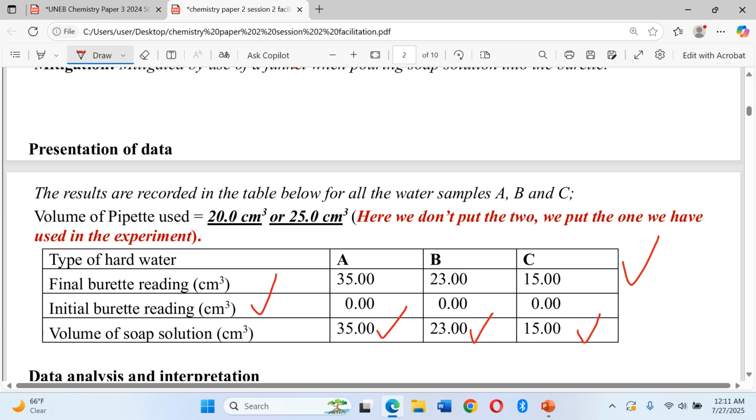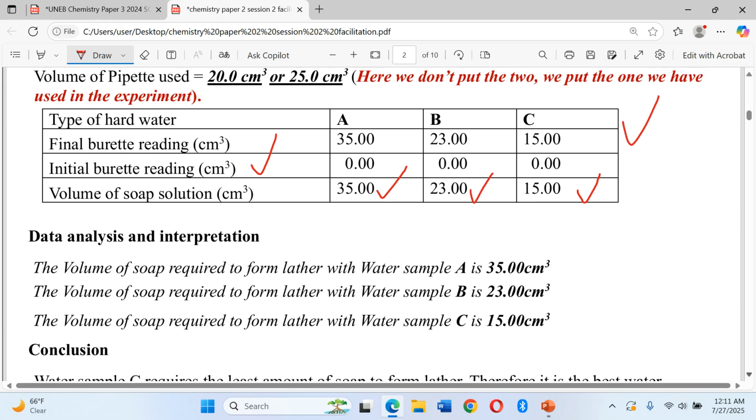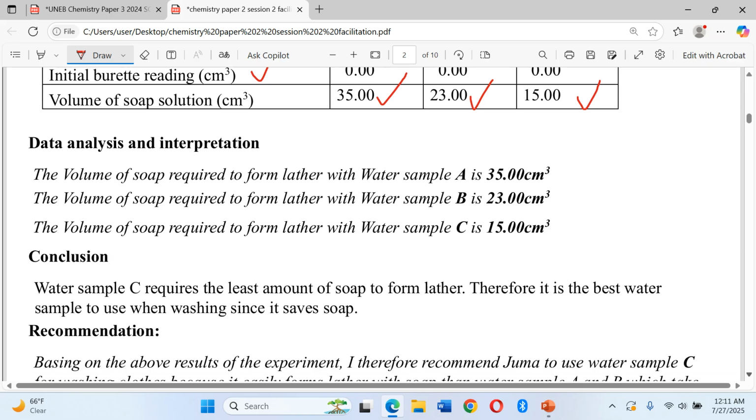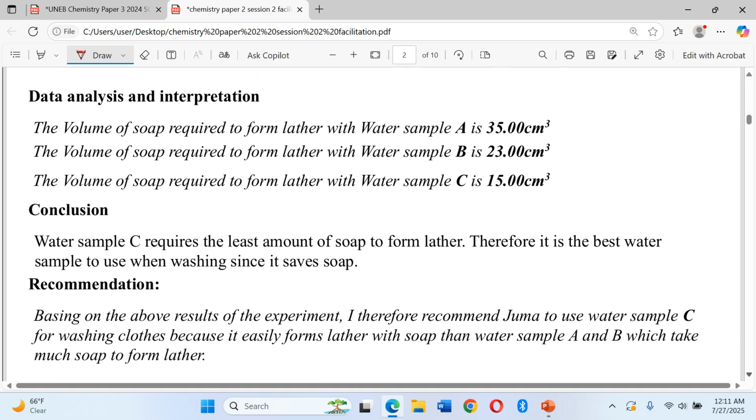Okay, now let's look at data analysis and interpretation, and then conclusion and recommendation. So data analysis and interpretation, we already have our table, so we can now say the volume of soap required to form lather with water sample A is this. Good. The volume of soap required to form lather with water sample B is 23 cubic centimeters. Volume of soap required to form lather with water sample C is 15 cubic centimeters.